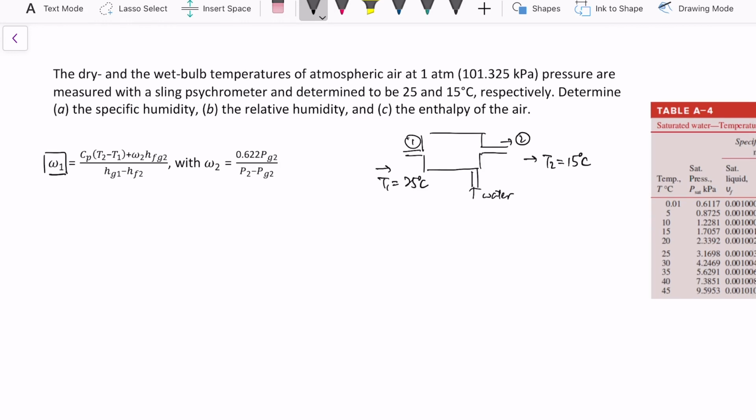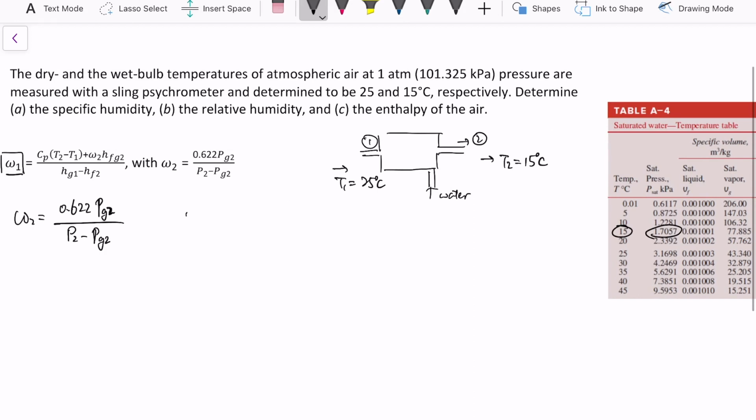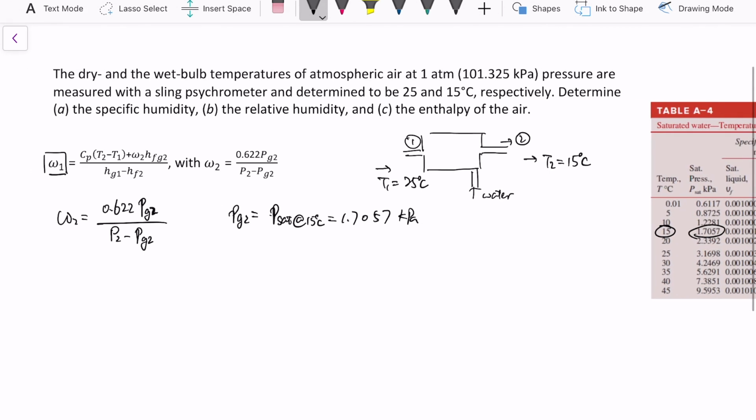We need to calculate omega-2 first, so omega-2 equals 0.622 Pg2 divided by P2 minus Pg2. Pg2, basically that's the saturated pressure at 2, right? Because 2 is saturated. At 15 degrees Celsius, saturated pressure 1.7057. So we can write Pg2 is Psat at 15, so that is 1.7057 kilopascal. And P2 is just the atmospheric pressure given there.